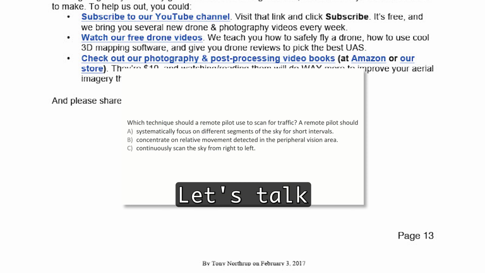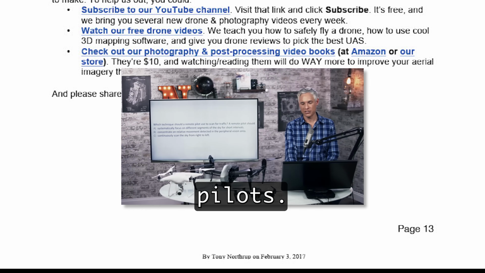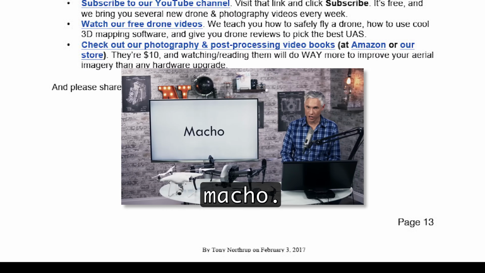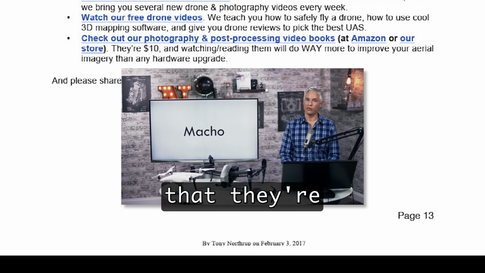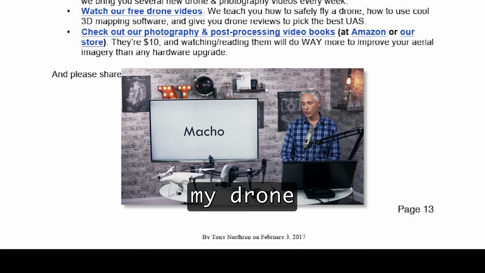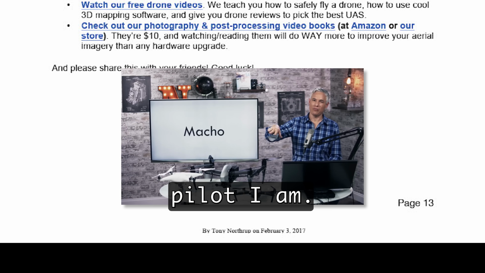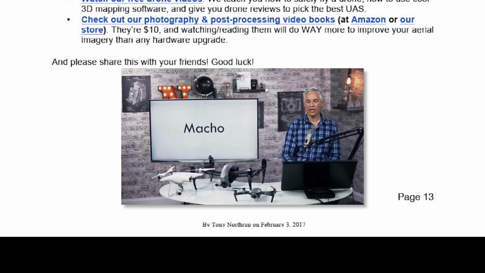Now you know that. Let's talk about a bunch of personality traits that don't make for good pilots. These are personality traits that increase the risk of flying. One is macho. Macho people do things to prove that they're the best or to show off. So maybe I take my drone dangerously close to people's heads to show what an awesome pilot I am. That's machismo, and it could lead to people being hurt.